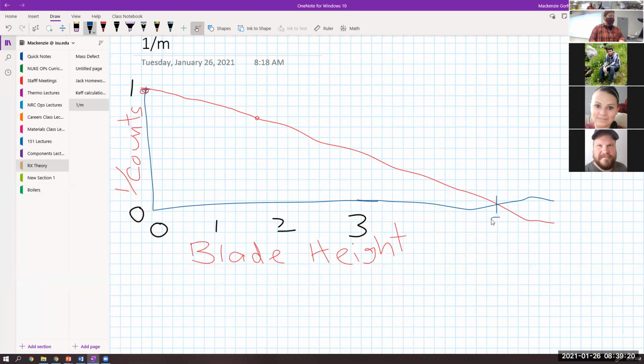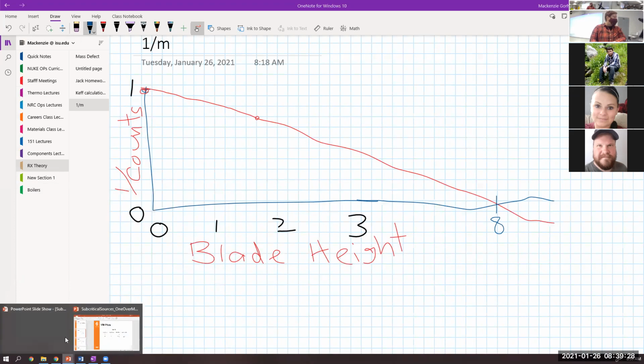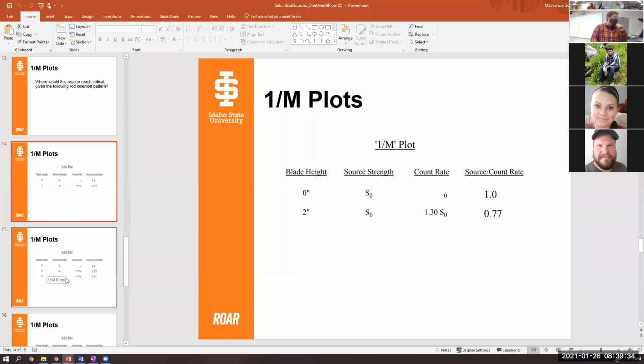People in class are saying that they're getting about 8 right there. Yeah, it crosses at 7.6. Okay. Now, we're going to refine this. This was our first guess because we made one rod withdrawal. So on the next slide, I add another point. At 4 inches, your count rate is 0.51.